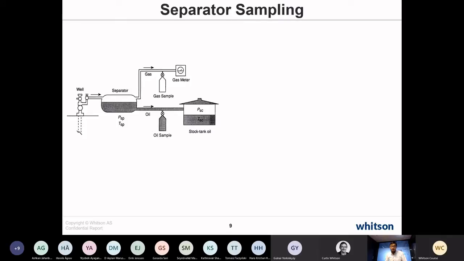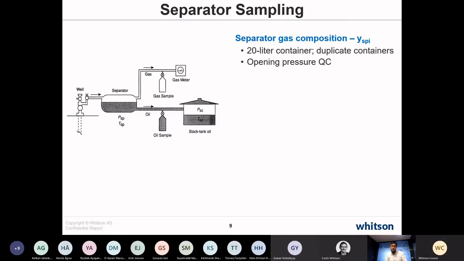Now we will talk about separator sampling. In separator sampling, we collect separator gas samples. There can be a 20 liter container, and we may collect duplicate samples. The quality check is usually the opening pressure. We check whether there is any leakage in the gas sample container by checking the opening pressure, and it should be very similar to the pressure at the time of sampling when the sample container was closed.